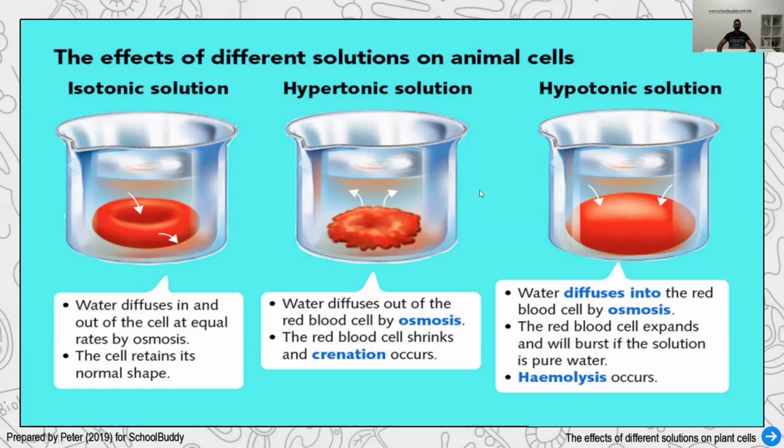So let's look back again. In the isotonic case, water goes in and out, and the shape is retained. For a hypertonic solution, water only goes out and crenation happens, and the cells shrink. And for a hypotonic solution, water goes in, and at some point the cell is going to burst, and in red blood cells hemolysis has occurred. So this is an example of how different solutions affect animal cells.